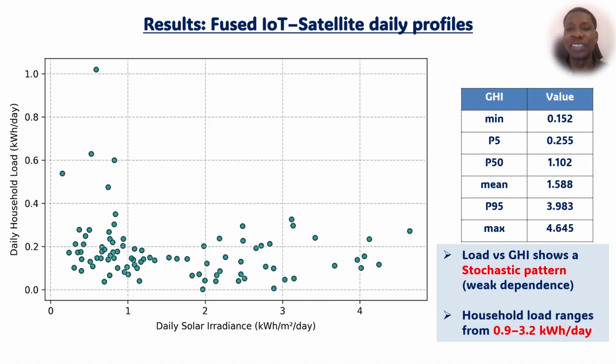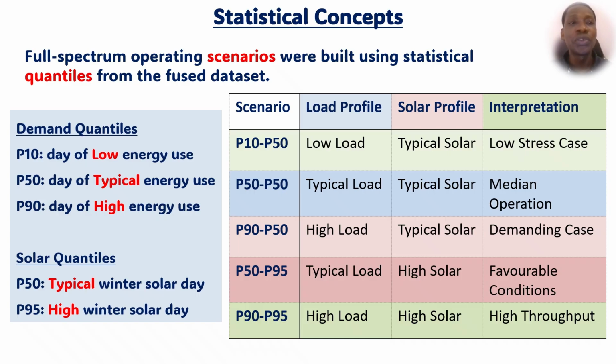The load versus solar irradiance profile shows a stochastic pattern, which is a weak dependence. The average daily solar irradiance is 1.588, with a minimum of 0.152 and a maximum of 4.645. Daily house load from the data that was collected ranges between 0.9 and 3.2 kilowatt hour per day. From there, full spectrum operating scenarios were built using statistical quantiles from the fused dataset.